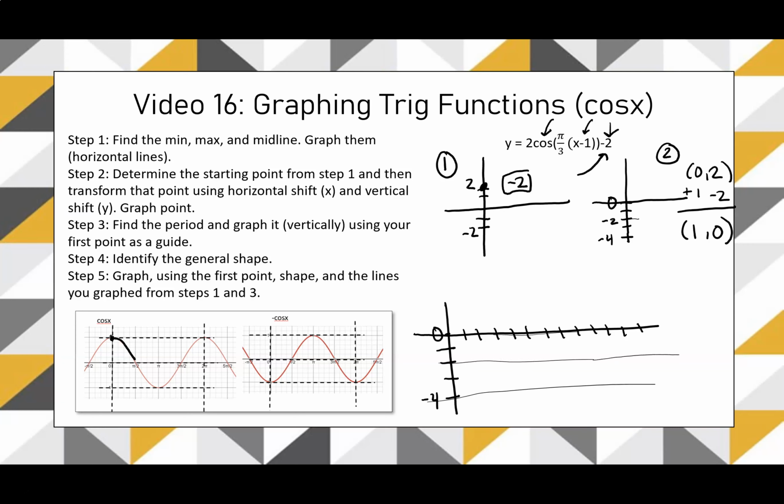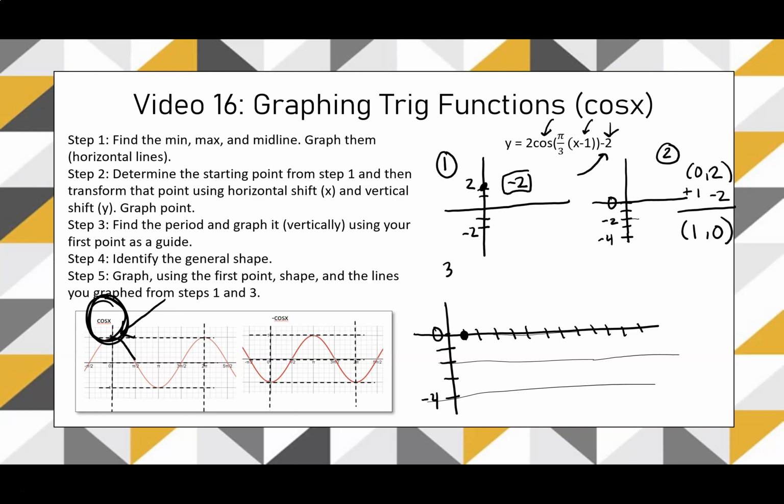All right. Now I've also got to plot my (1, 0), and this is such a nice way to check that you've done it right. Is that on my max? It sure is, and I know it's supposed to be on my max because I'm dealing with a positive cosine, and positive cosine starts at my max.